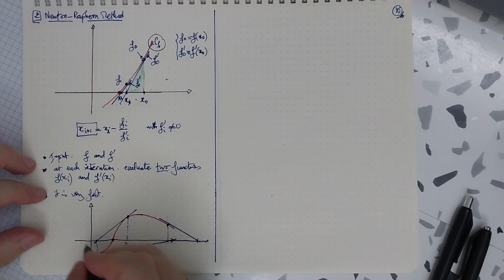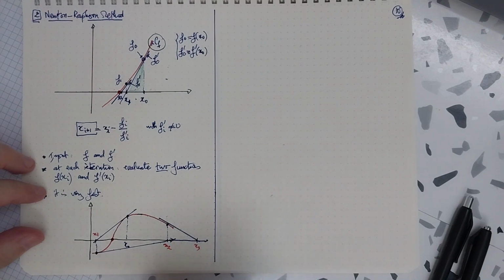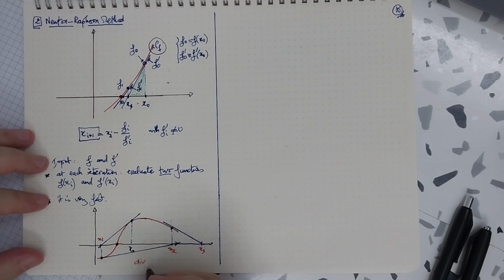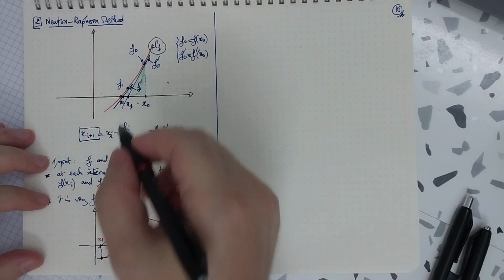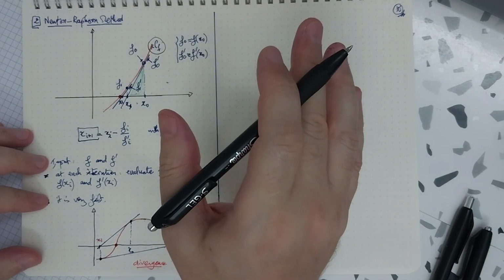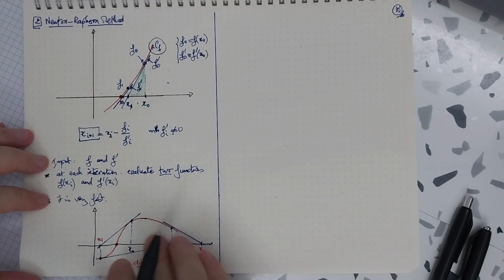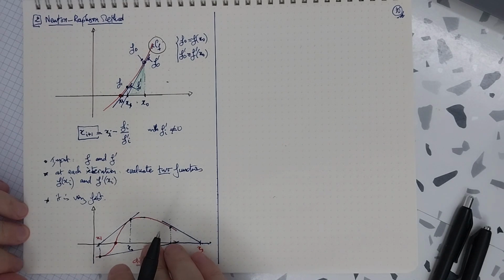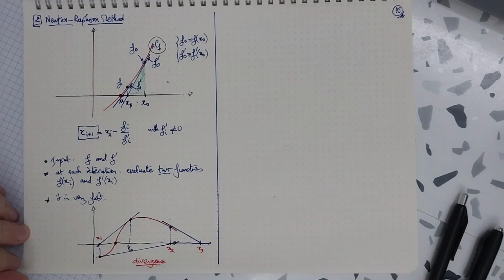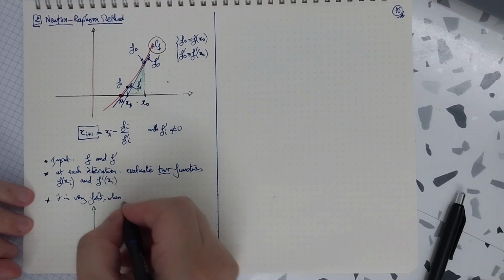So this is x0, this is x1, this is x2, this is x3, and so on. This is a divergence. Here it converges, but here it diverges. When the method converges, it's the fastest. But there are many cases where it can diverge. This is the main disadvantage of the method. So let's write it here. It is very fast when it converges.